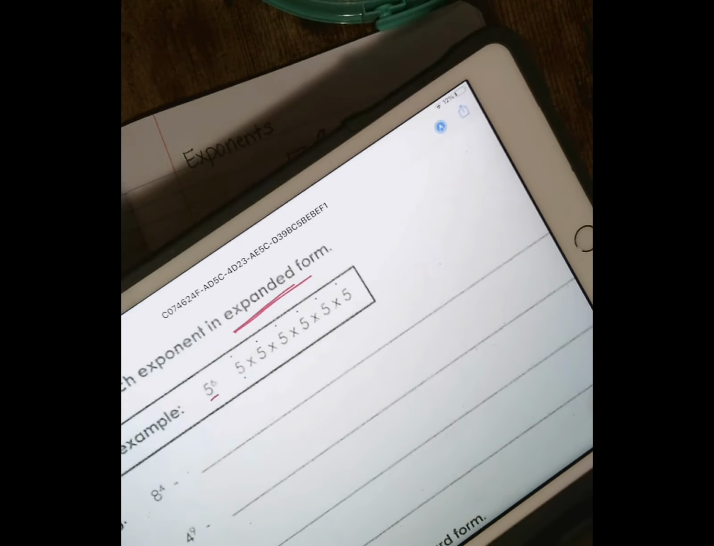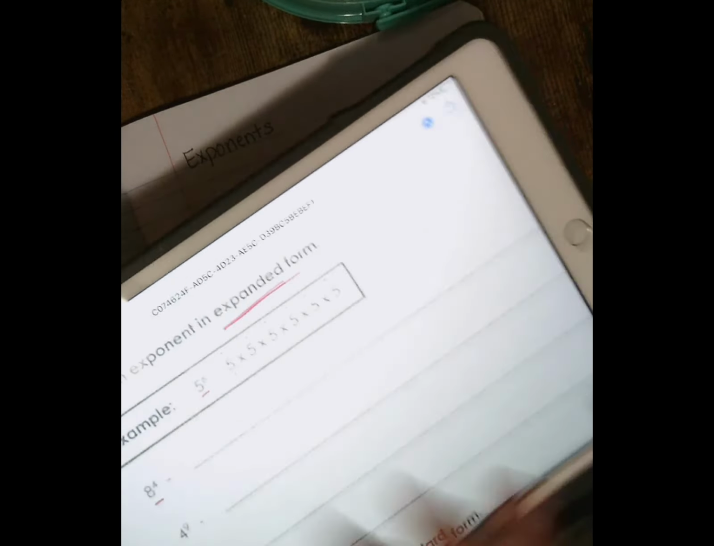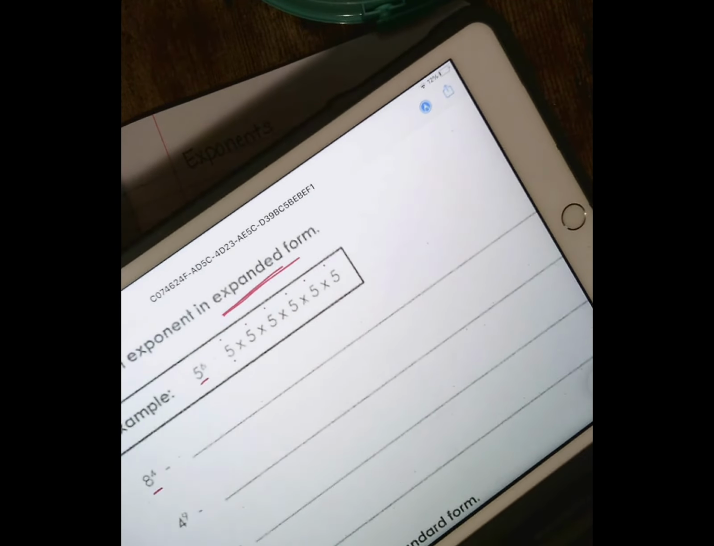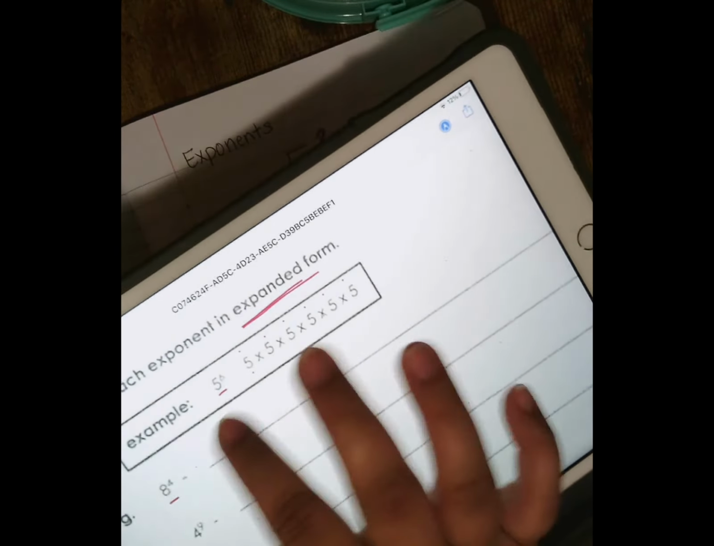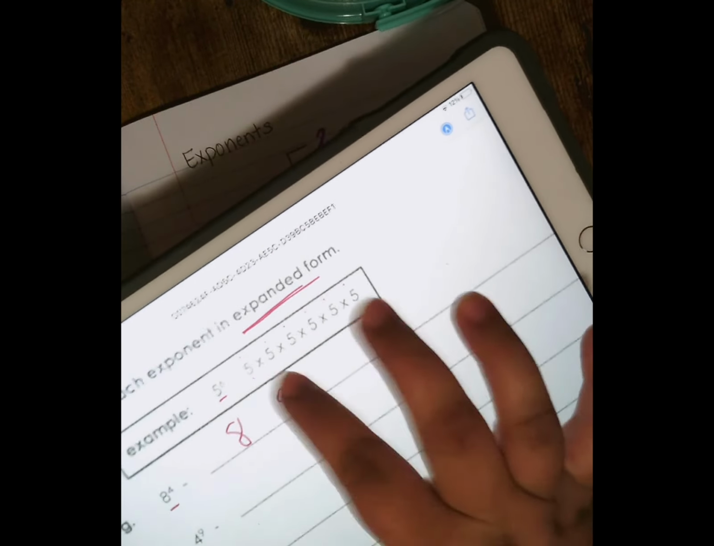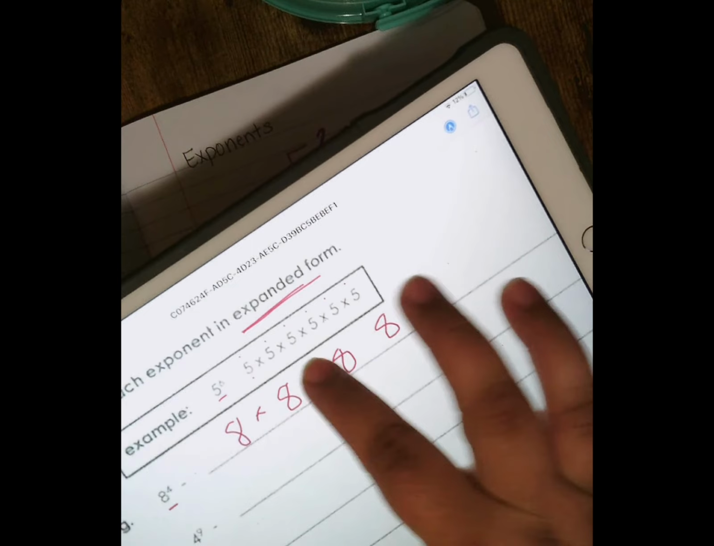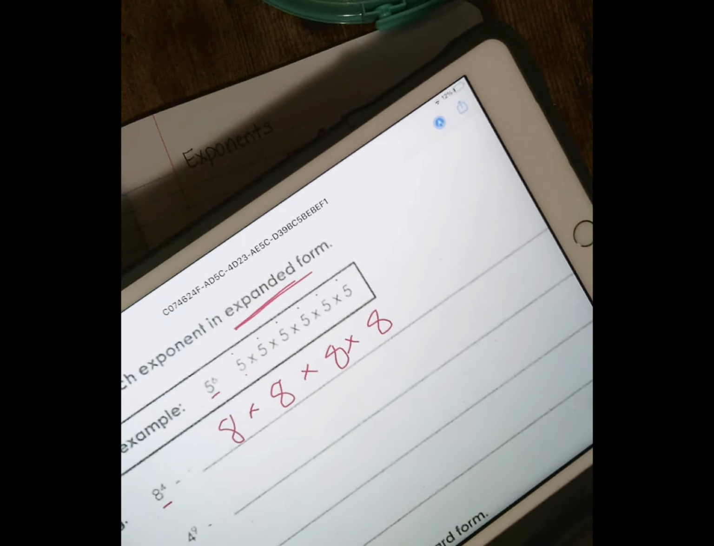If we were to do G, our base is what? The big number is 8. And remember us saying that song, it's all about that base, about that base. So we're focusing on the base. And I need 4 of them. And then I just need to fill in with my multiplication symbol on that.